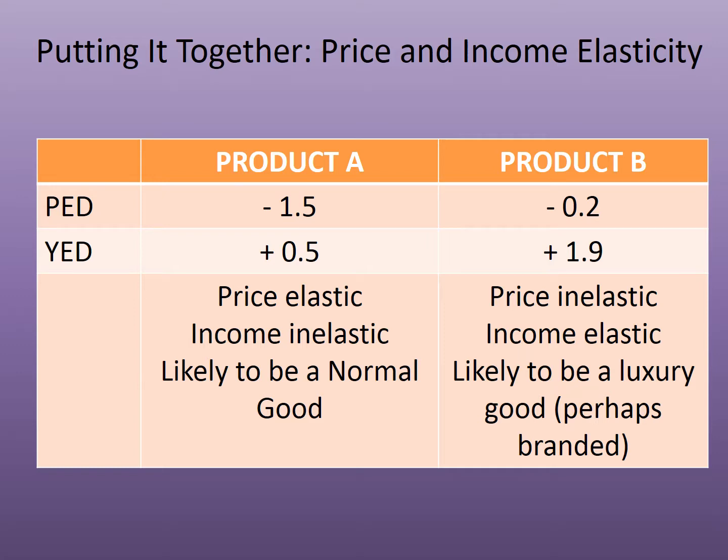Then we look at product B, minus 0.2 for PED, so it means that it is price inelastic. So if you change the price on it, people will still probably buy it, right? But the income elasticity, it is income elastic. So plus meaning that it is a luxury or a normal good. In this case, it's quite high, so we'd probably say it's a luxury, right? And it is elastic, meaning that it is sensitive to the change of incomes. So perhaps this is a branded good, like clothing or jeans or anything like that.